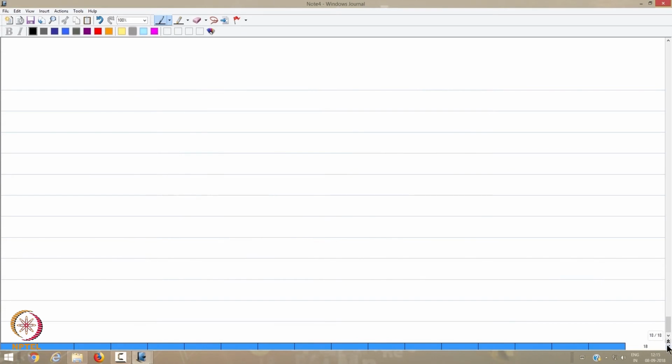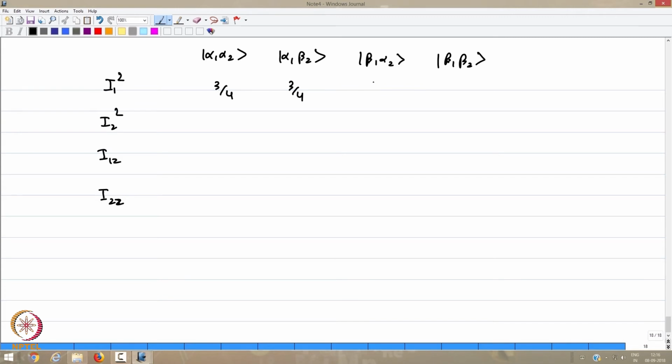Okay. So, let me summarize that if you have I1 square, I2 square, I1z, I2z, then the four operators that you have, the product operators, they are all eigenfunctions. So, let me write them in a tabular form for you. Let me write alpha 1, alpha 2, I1 square will give you 3 by 4, alpha 1 beta 2, I1 square will also give you 3 by 4, and then you have beta 1 alpha 2 and beta 1 beta 2. So, all of these will be 3 by 4.